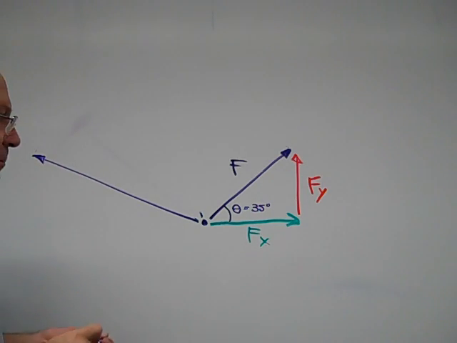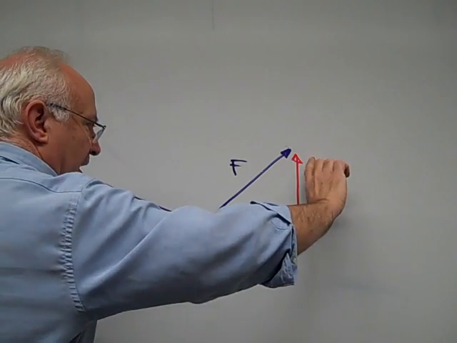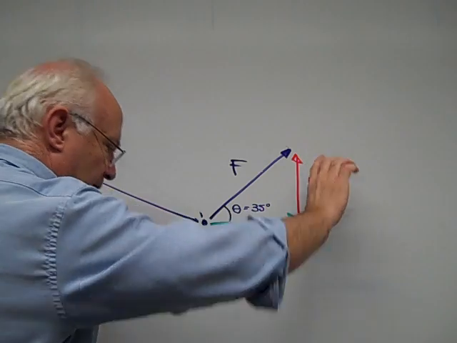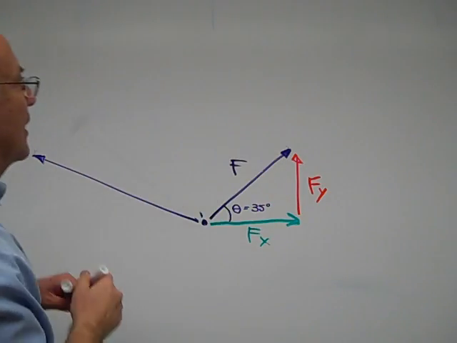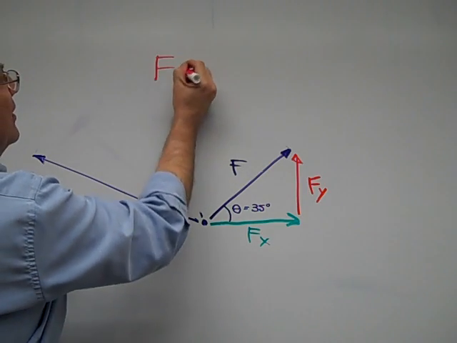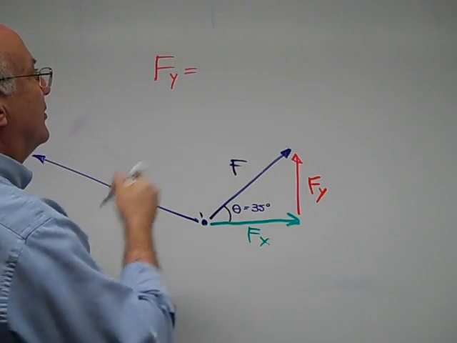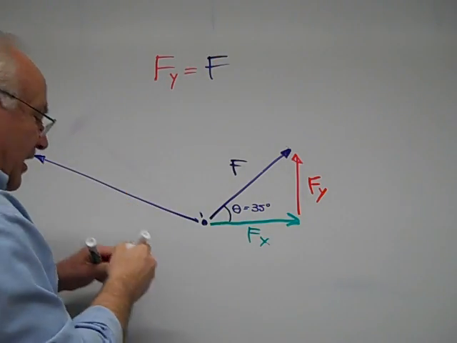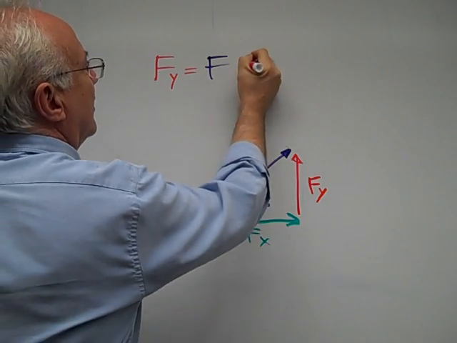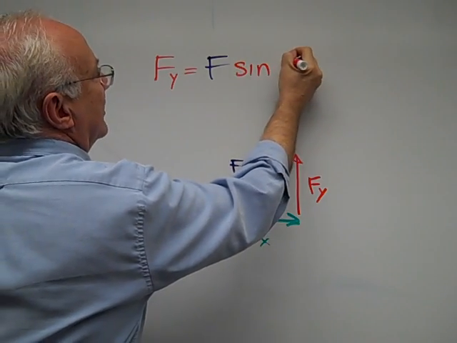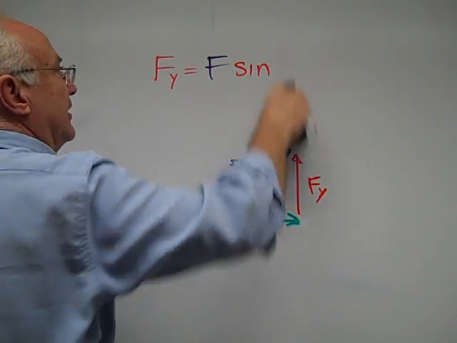The simplest way to get your green and red, horizontal and vertical, is to calculate Fy equals F times the sine of theta. In this case, theta is 35 degrees.